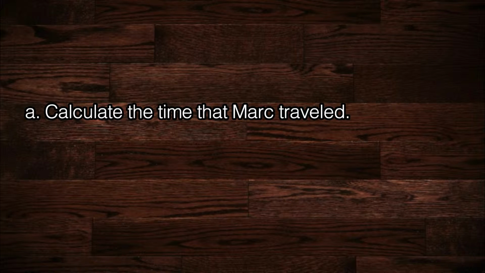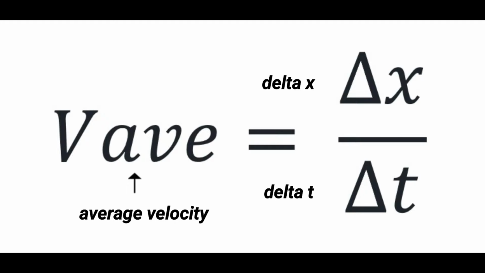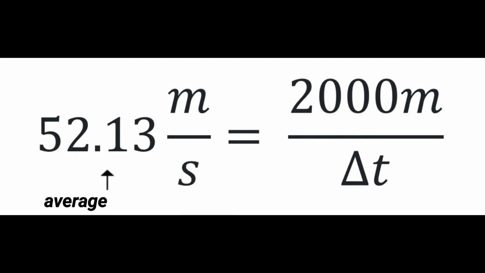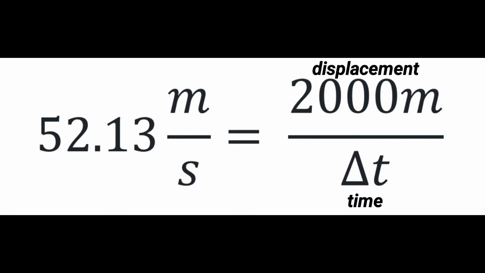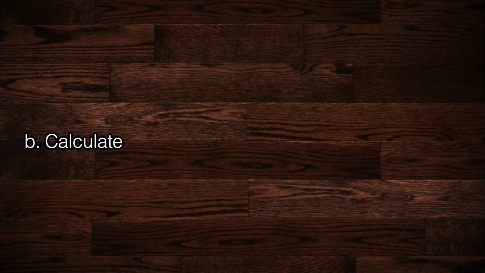So first, we need to calculate the time that Mark traveled. The formula we need to use is average velocity is equal to delta x divided by delta t, where delta x is your distance or displacement, and delta t is your time. So 52.13 meters per second is your average velocity, equal to 2,000 meters, which is your displacement, divided by time, which results to 38.37 seconds.